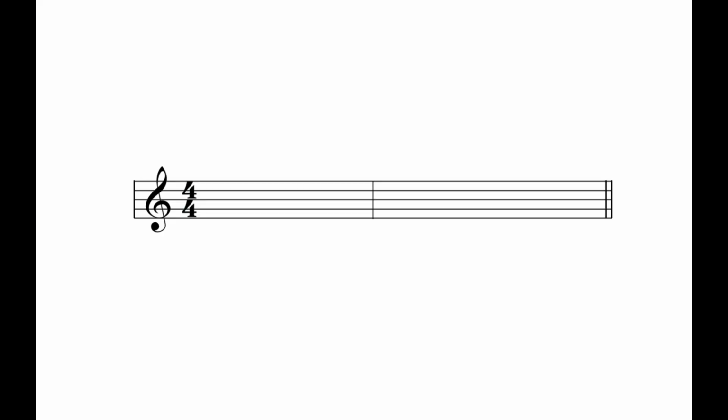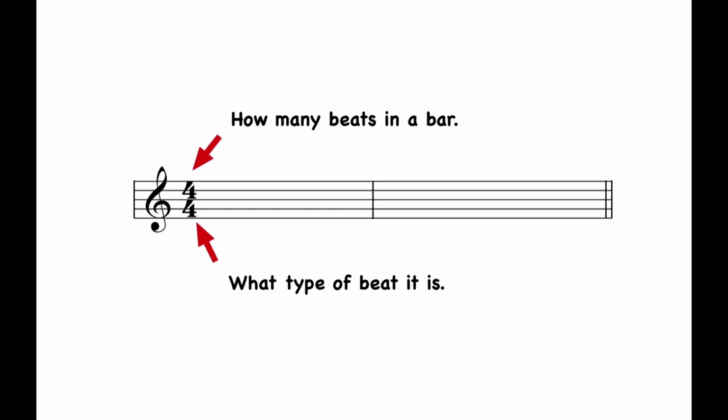Okay, so let's take a closer look at this time signature. Remember, it's the 2 numbers next to either the treble clef or the bass clef. Now, we did have a quick look at this in lesson 3. The top number tells us how many beats are in a bar, and the bottom number tells us what type of beat that is. So there are a few different numbers this could be on the bottom.